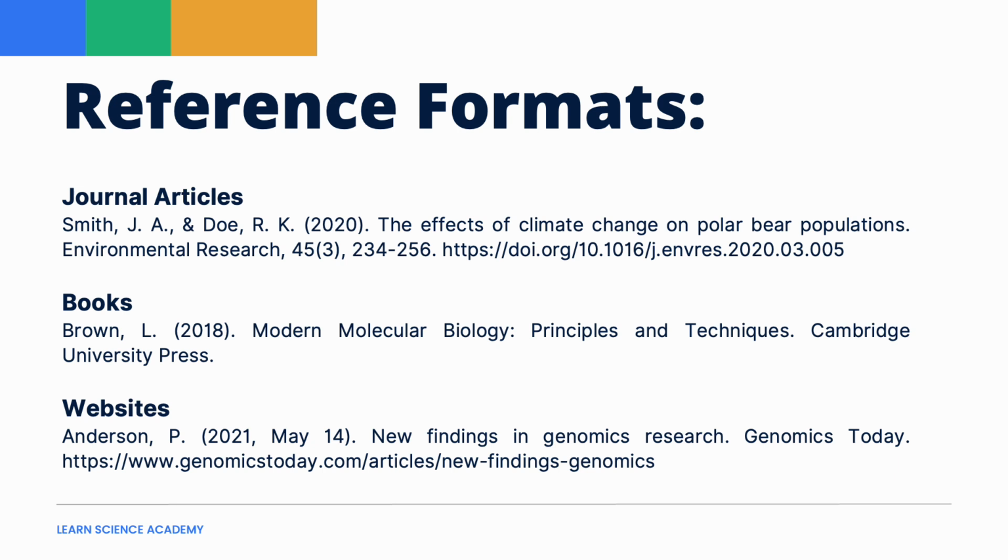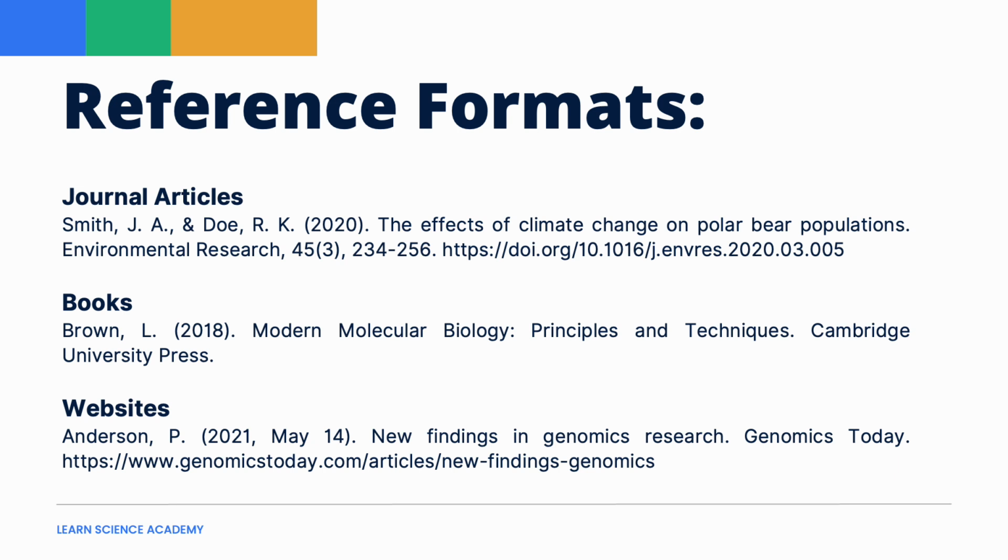Properly citing sources not only enhances the credibility of your work, but also ensures that others can easily access and validate the information you have used. Now, how to cite a journal article. When citing a journal article, you typically include the author's names, the year of publication, the title of the article, the name of the journal, the volume number, the issue number, and the pages where the article can be found.